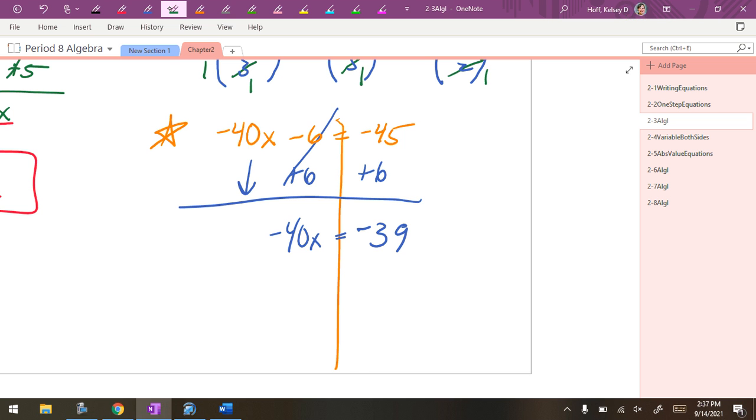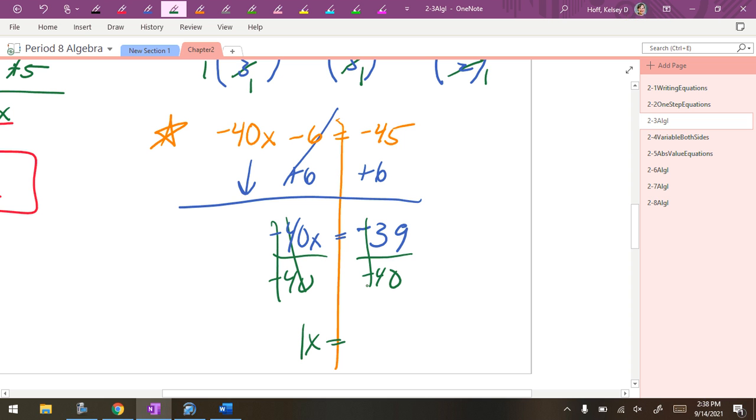Then I divide by negative 40. Don't you dare pick your calculator up. A negative divided by a negative is a... Now, I already know 39 divided by 40 is a decimal, yes? 40 doesn't go in there evenly. So don't type it into your calculator. Miss Hoff's rules. If it doesn't start with a decimal, you can't give me a decimal.